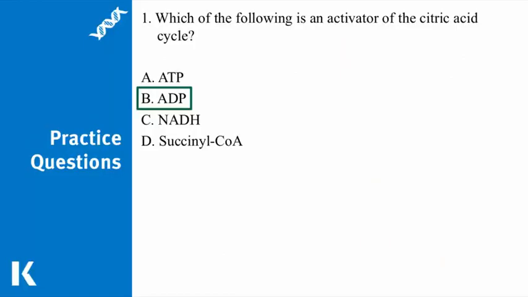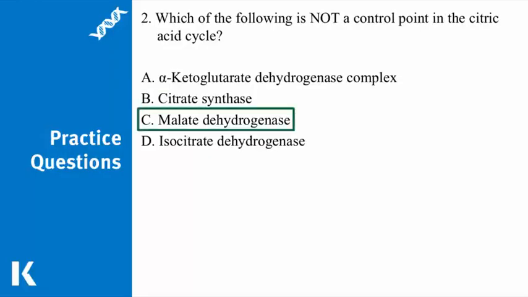The activator of the citric acid cycle is ADP. The other 3 answer choices are all produced at some point in the citric acid cycle, whether it's as GTP converting to ATP or direct production of NADH and succinyl-CoA. Since this is a negative feedback mechanism controlling the citric acid cycle, products of the cycle act as inhibitors. Now attack this question. The answer to number 2 is C, malate dehydrogenase. We want to know all of the control points of the citric acid cycle. Alpha-ketoglutarate dehydrogenase complex, citrate synthase, and isocitrate dehydrogenase are the 3 control points within the cycle.